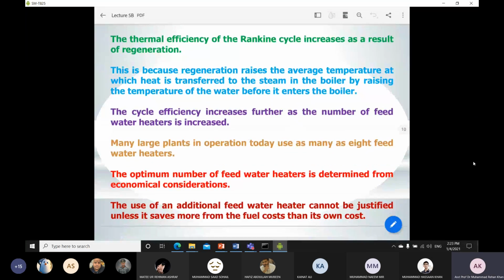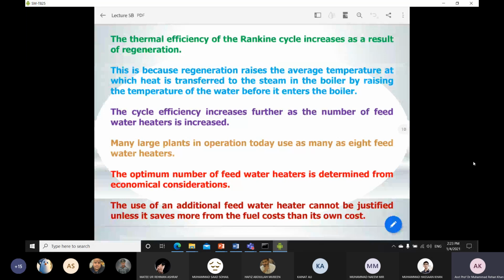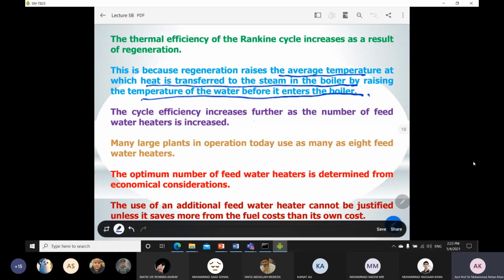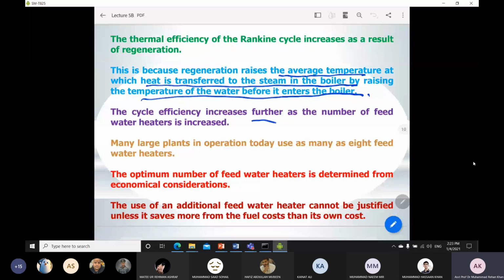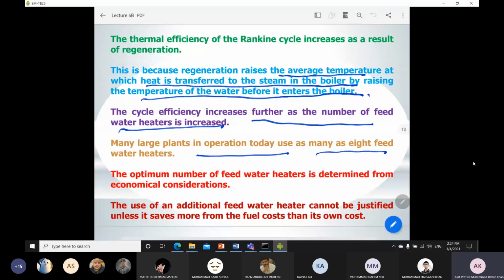In this way, the thermal efficiency of your Rankine cycle increases as a result of regeneration. This is because, as we already talked about, we have raised the average temperature at which heat is transferred to the steam in the boiler, by raising the temperature of water before it enters the boiler. This is the basic idea of the whole regeneration process. The cycle efficiency increases as the number of feed water heaters is increased. Nowadays many plants in operation use as many as 8 feed water heaters.